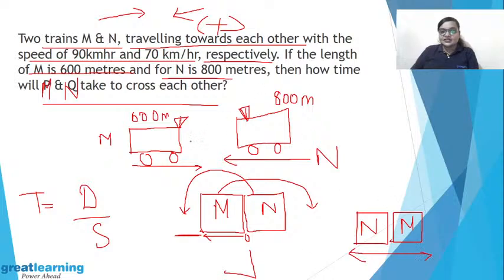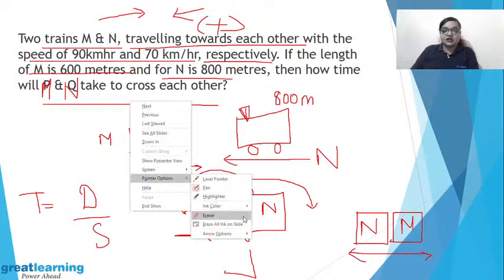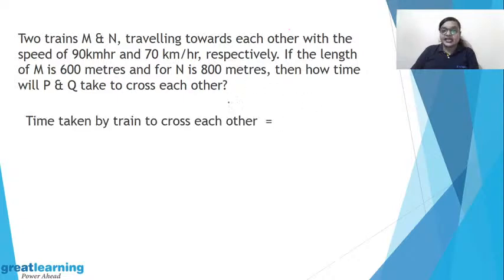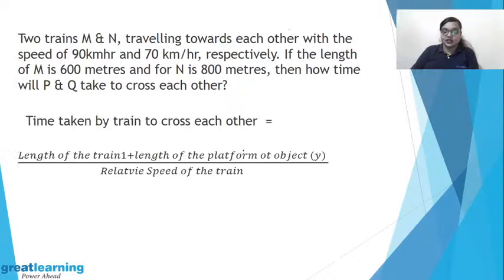So the total distance traveled by both the trains is nothing but the sum of the lengths of the trains. Can I say that, guys? Yes, right. So whenever we go for a train-based problem, taking distance is very, very important, right?